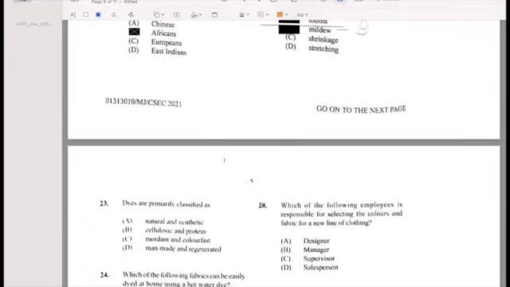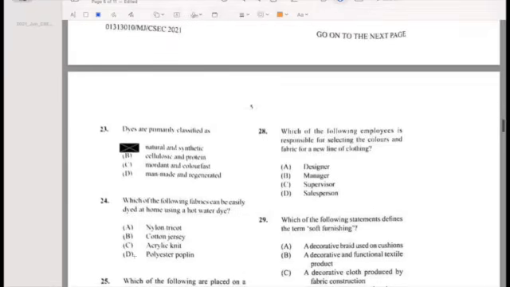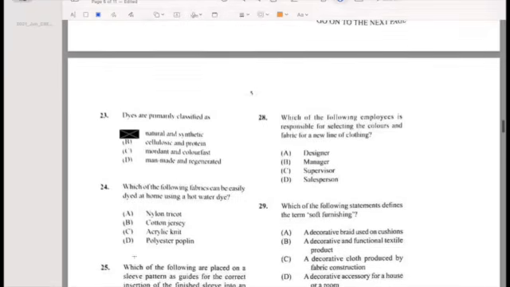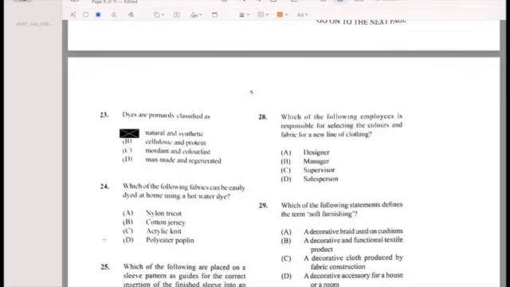Number 23, dye are primarily classified as what? 23 is A. 24, which of the following fabric can be easily dyed at home using hot water? 24 is C, acrylic knit.